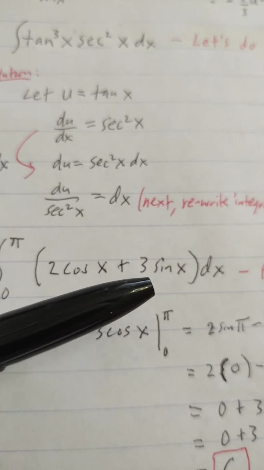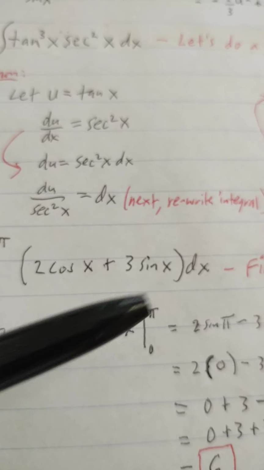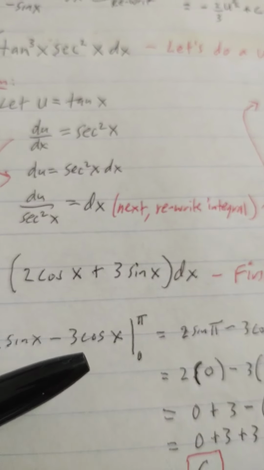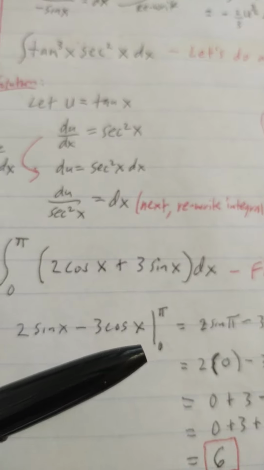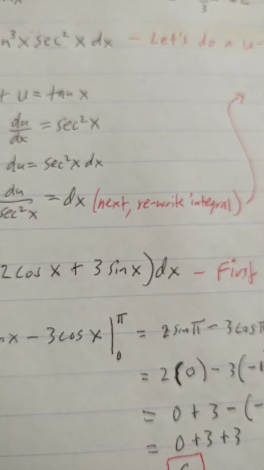And I know the derivative of sine is cosine, so the integral of sine is minus cosine. So that's why we got this minus sign. And then 3 times the cosine of x. Now that I have my antiderivative, you draw the evaluation bar, and we're going from 0 to pi.